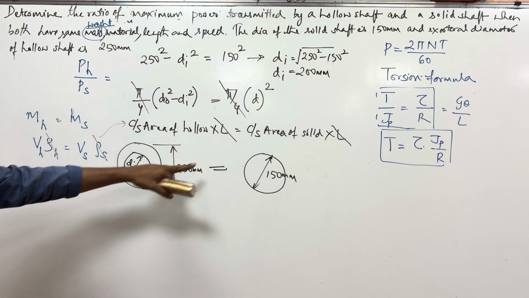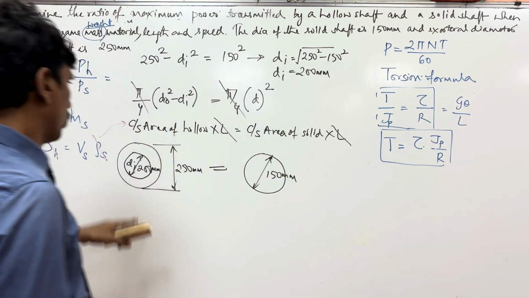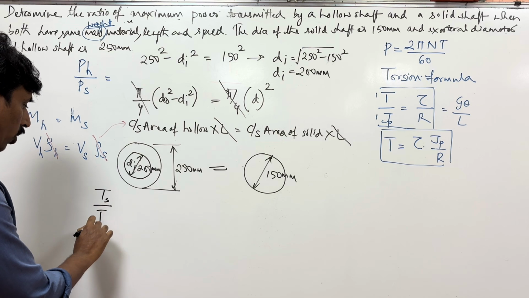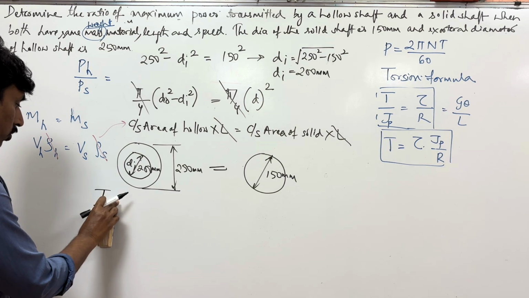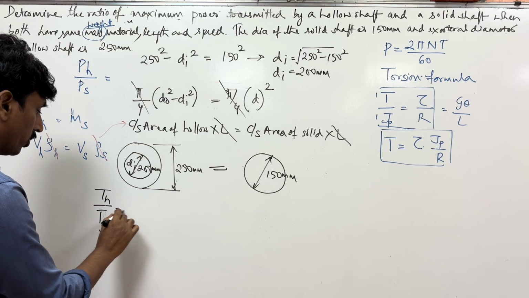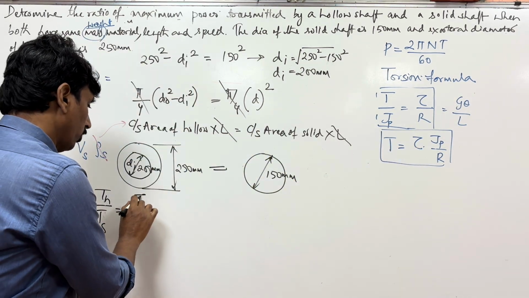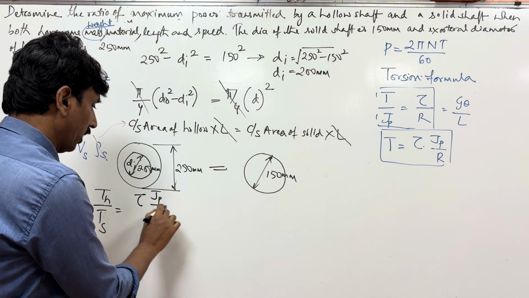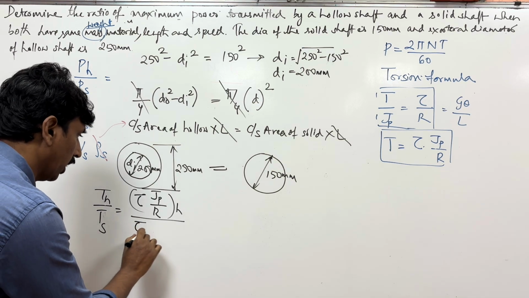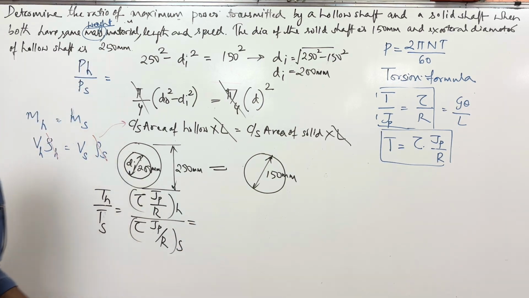Okay. Now we know that the torque is given by this formula. So the torque of the hollow shaft divided by the torque of the solid shaft is given by tau Jp by R for hollow shaft divided by tau Jp by R of solid shaft.